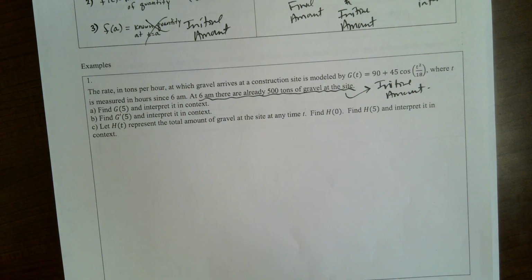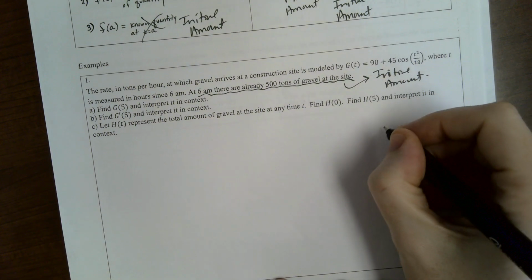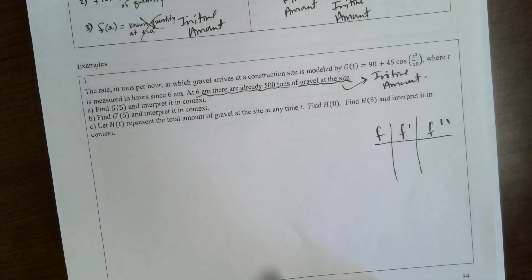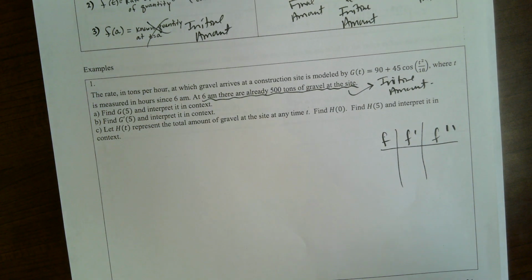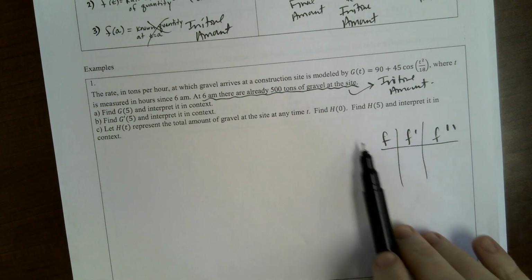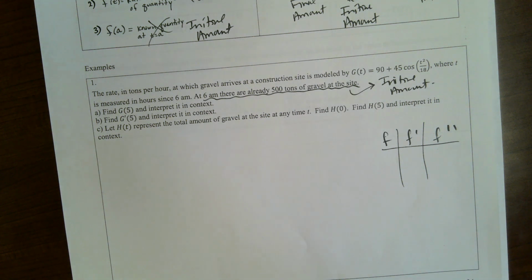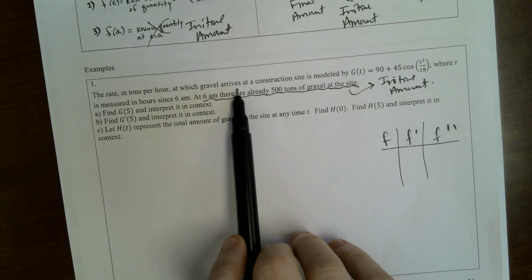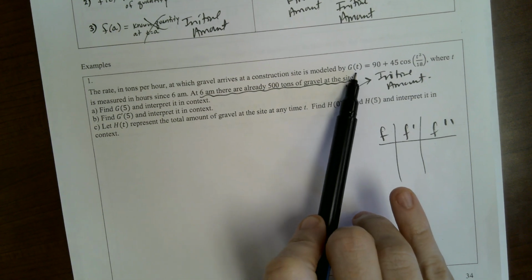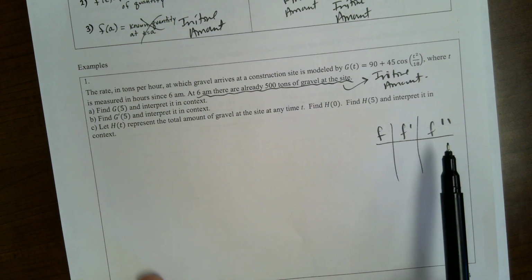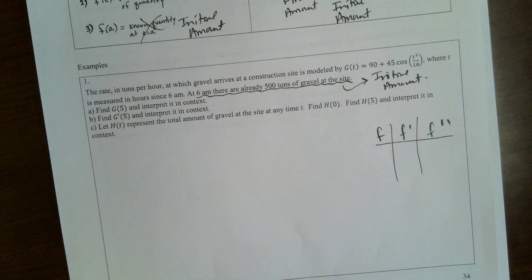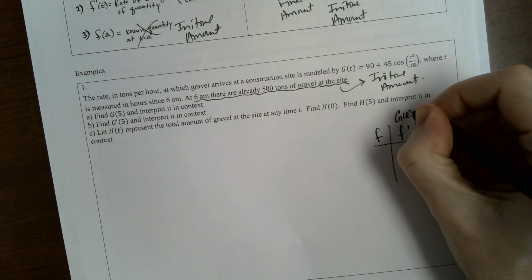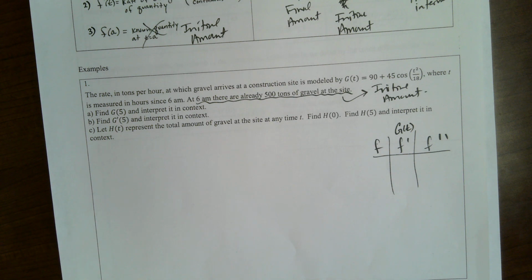Now, when we're doing these context problems, I'm going to first set the sequence up like this, and I'm going to choose a letter that they are not using. F is nice if they're not using it. So there's F. The rate in tons per hour at which gravel arrives at a construction site is modeled by g of t. Where is g of t in this derivative sequence? It's actually right in the middle.